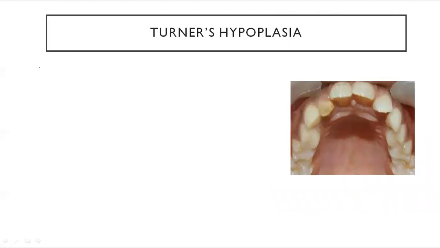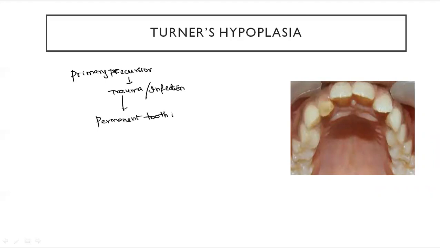Now coming to terminal hypoplasia. What happens in terminal hypoplasia is to the primary precursor. So to the primary precursor, if there is any trauma or infection, that particular permanent tooth is being affected. Okay. Now, see here, this specific tooth, you can see that it is different in shape than the rest of the tooth. This is Turner's hypoplasia. Okay. Now, what happens is, if there is any local infection or trauma to the primary precursor, only then you can see it in the permanent tooth.